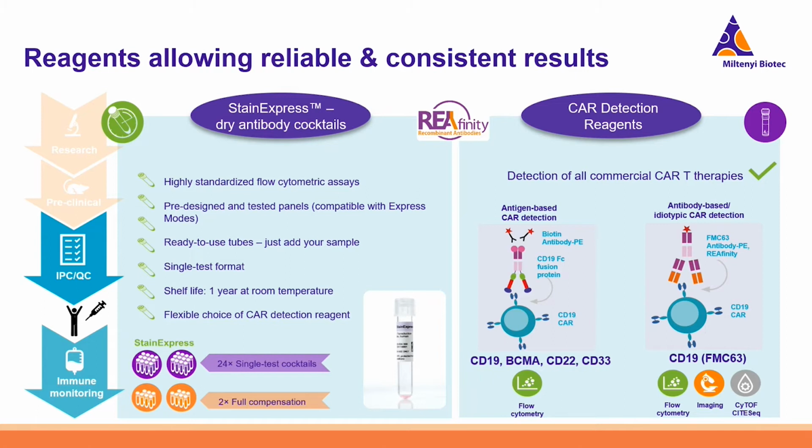On the other hand, we have our CAR detection reagents, and we have already quite a few available there, targeted against CD19, BCMA, CD22, and CD33. And for CD19 and BCMA, we know that they can detect all the commercial CAR T therapies. And just for your interest, we have 2 ways how we detect the CAR. One is antigen-based, so part of the antigen is included in the CAR detection reagent. And we also have another method, which is an anti-idiotype detection method, which is then very CAR specific.